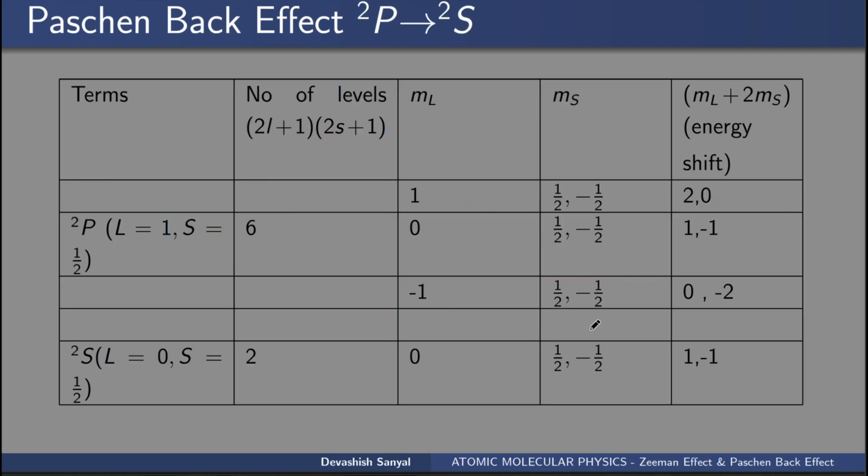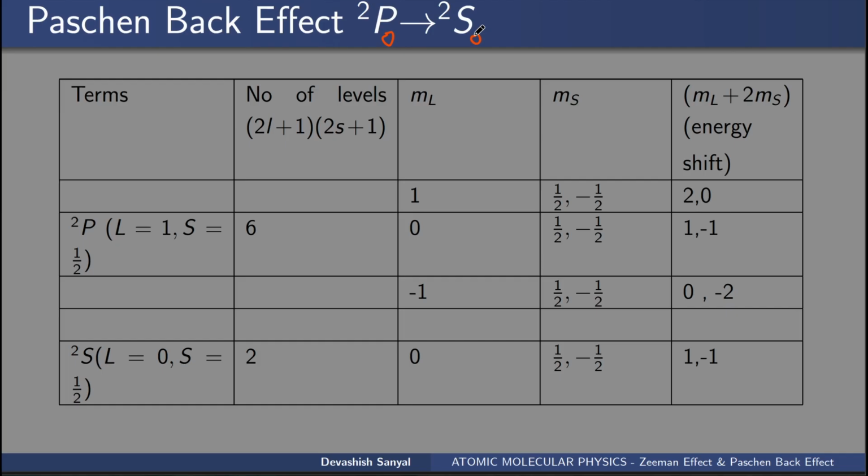Now we'll look at an example and then this will make things clear. So now we have two levels. Initially, we will not mention the angular momentum here, because this angular momentum is not valid in this Paschen Back effect.